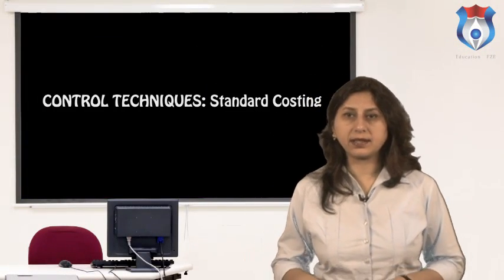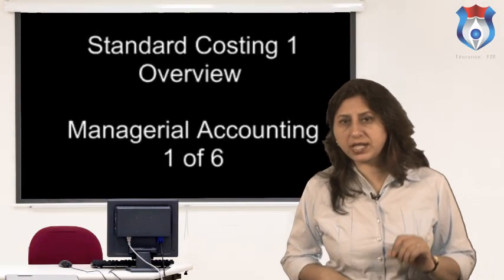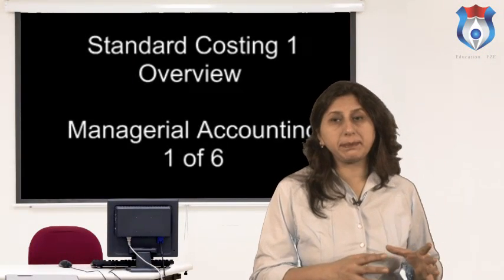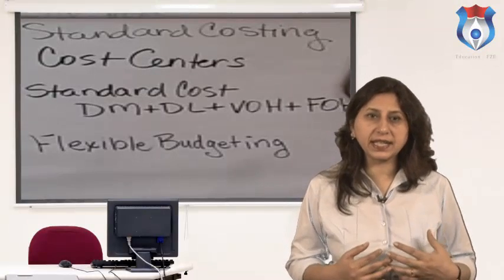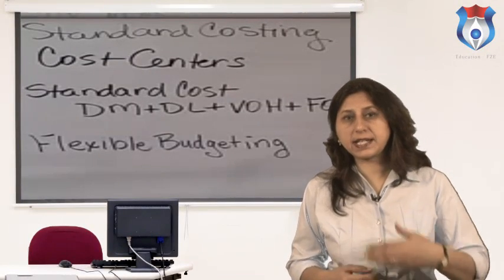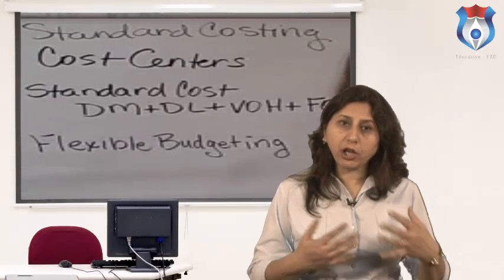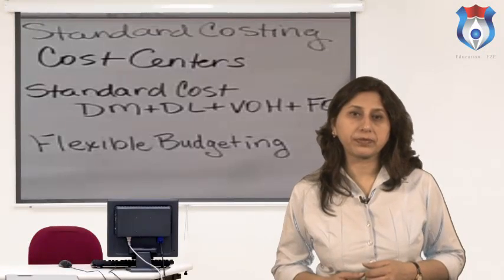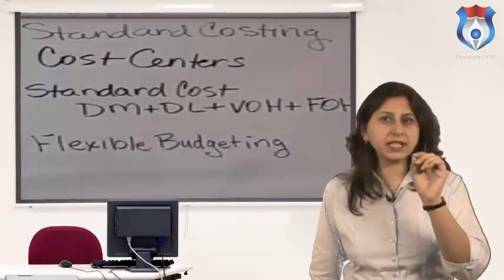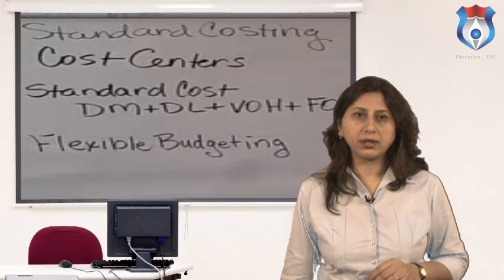Control techniques. Standard costing. The cost of production determines the profit earned by an enterprise. Standard costing is one of the techniques of cost control, and it is being increasingly used by modern business concerns for the purpose of cost reduction and cost control. The objective of standard costing is the same as that of budgetary control.